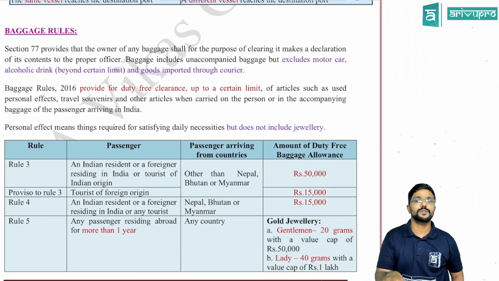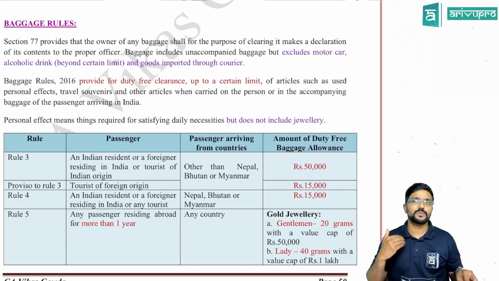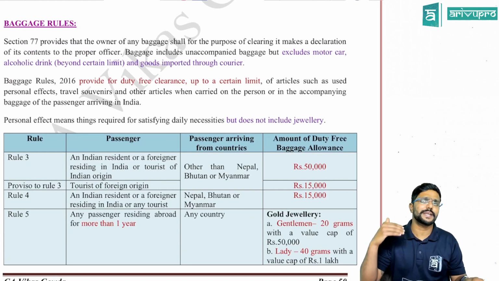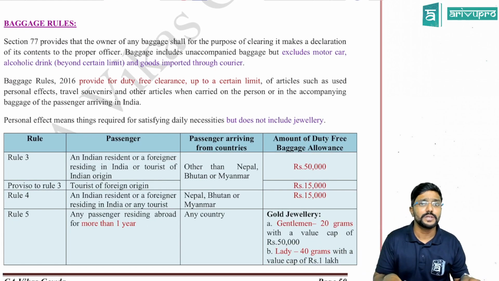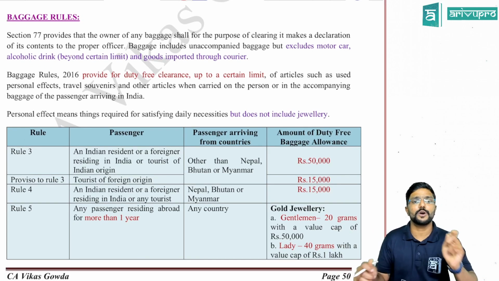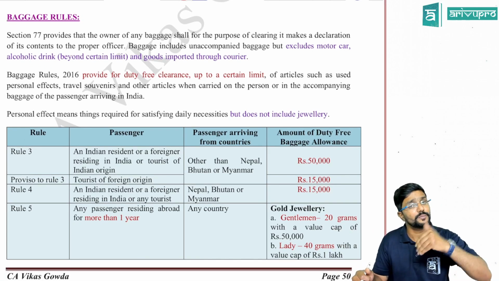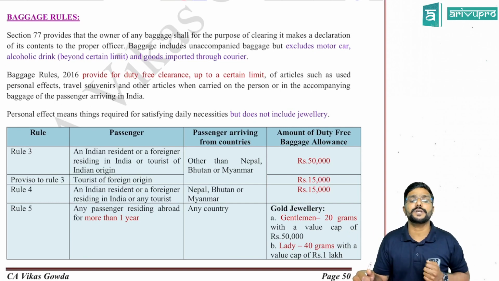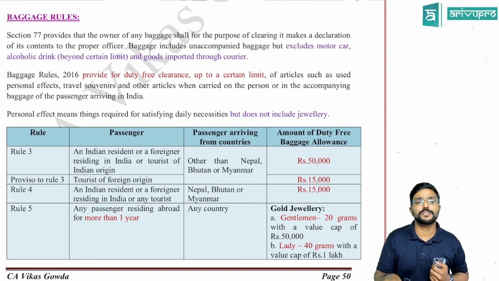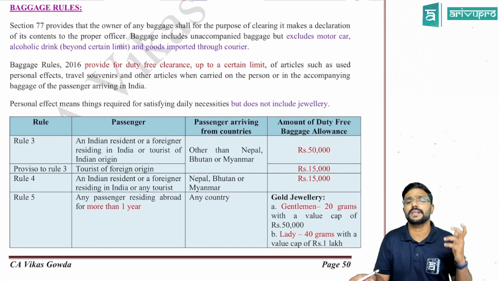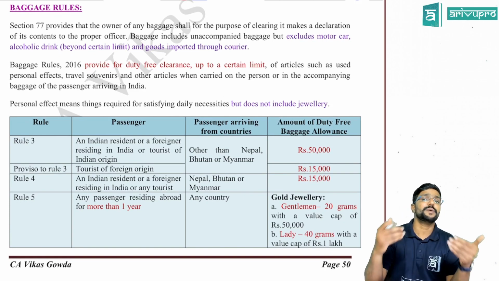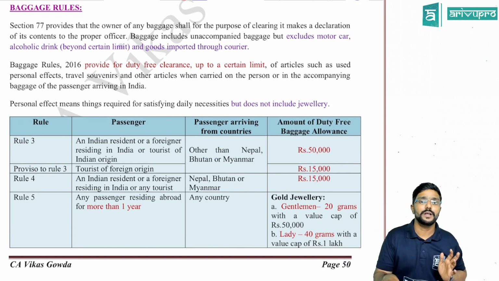Then coming to baggage rules. As per baggage rules, baggage means whatever I am carrying along with me. It also includes unaccompanied baggage, but it will not include a motor car, alcoholic drink up to a certain limit is allowed, but not more than that. Then goods imported through courier. Then baggage rules 2016 provide for duty-free clearance up to a certain limit. Means without paying tax, I can bring them into India up to a certain limit.